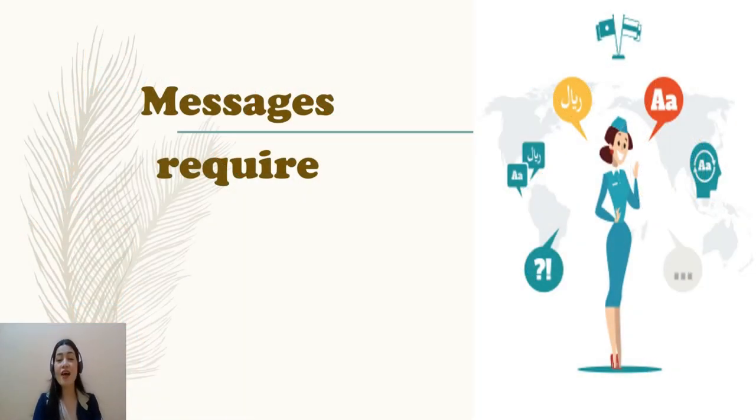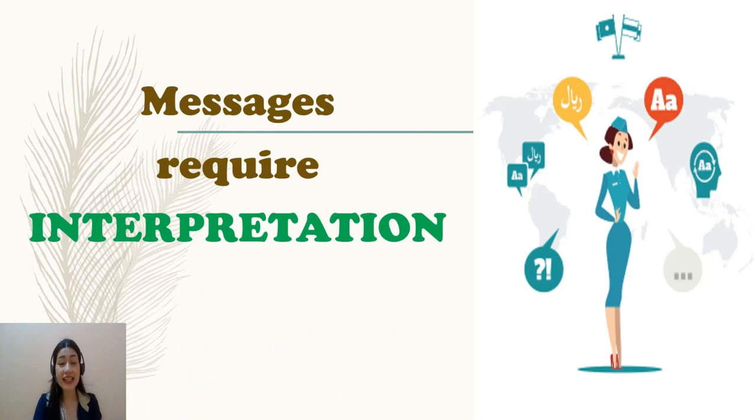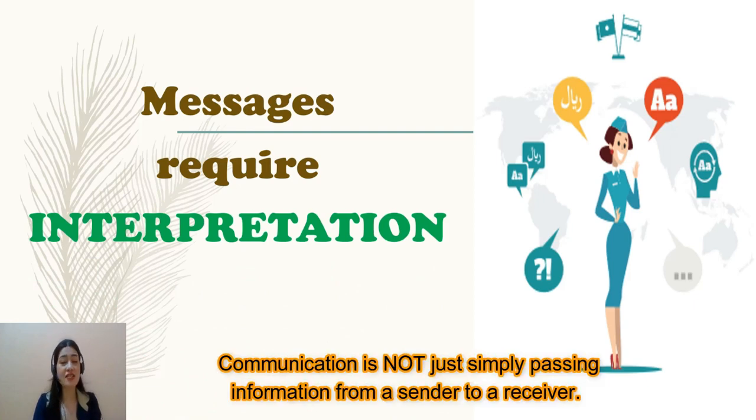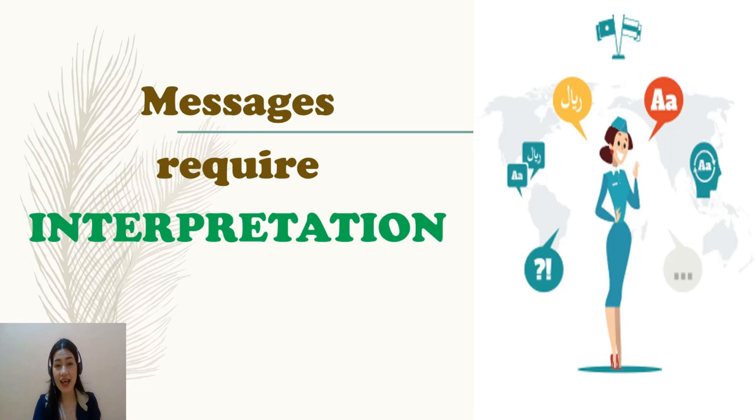Next, in Oscar Graham's model of communication, messages require interpretation because communication is not just simply passing information from a sender to a receiver. Instead, messages should be analyzed and interpreted for them to be understood. That is why we have the process of interpretation.